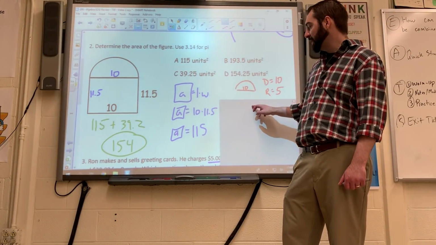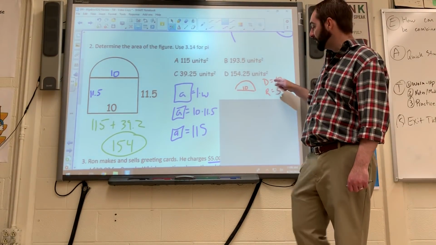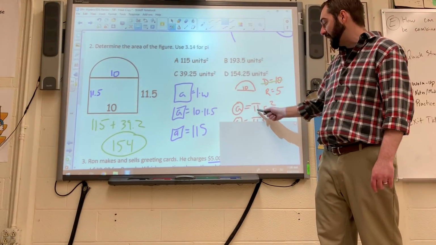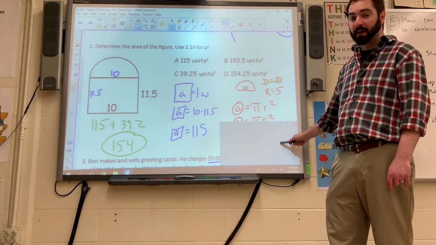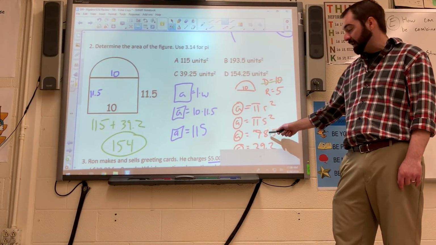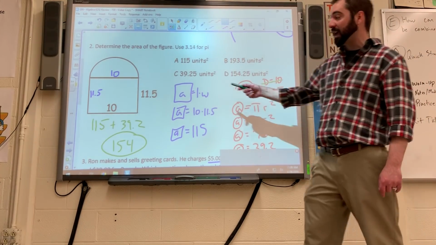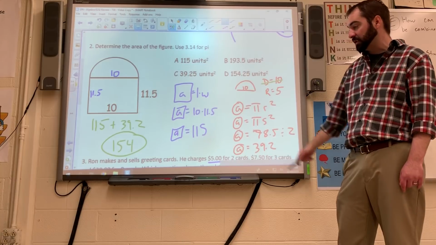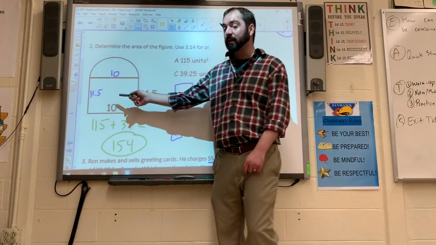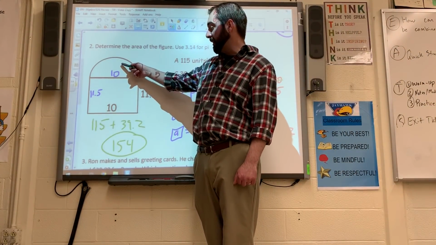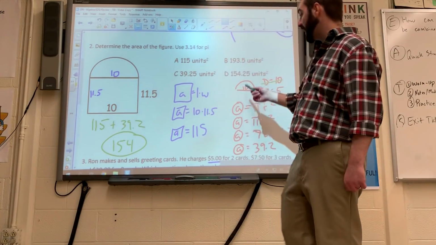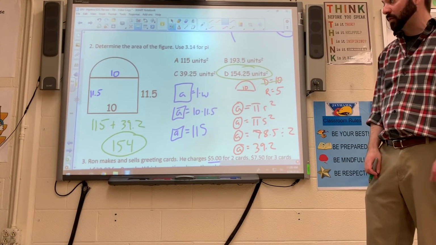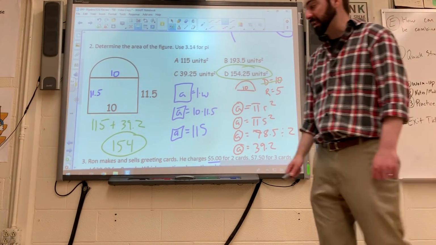We have a semicircle with a diameter of 10. Well, today we're doing area, so we need the radius of 5, so pi r squared is our area formula, pi 5 squared. The whole area is 78.5, but since we have a half circle, we need to split that area in half, so divide by 2, you get 39.25. So we have the area of the 115 rectangle, the area of the half circle, 39.25. We combine them together, we get around 154.25 units squared. Make sure you have all your notes for that one copied down.